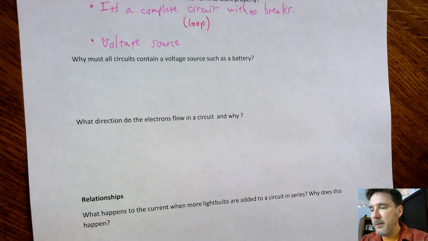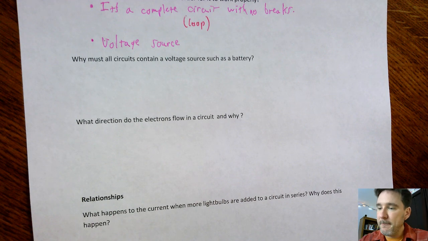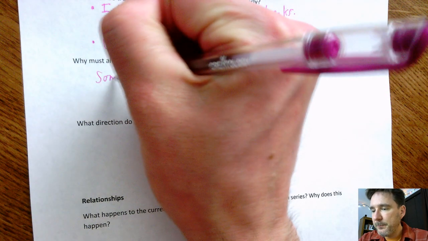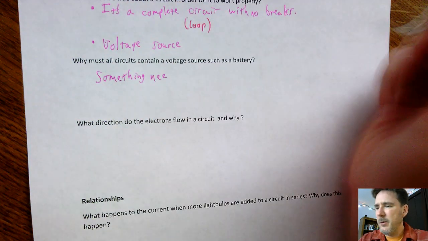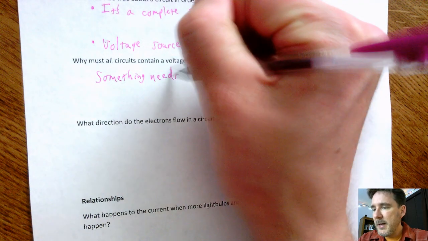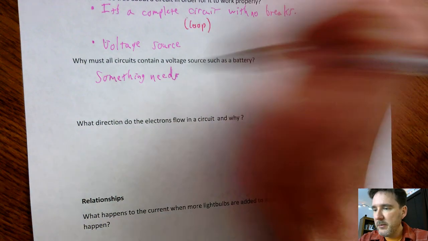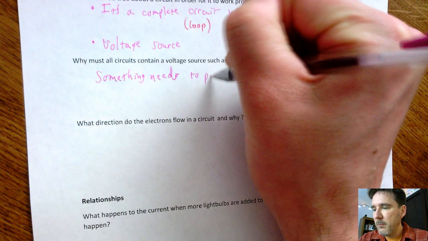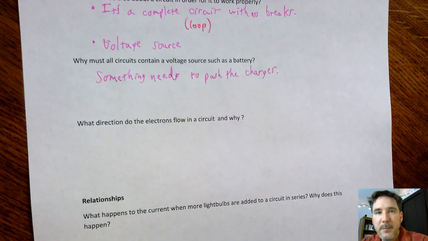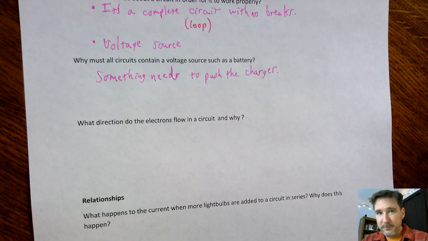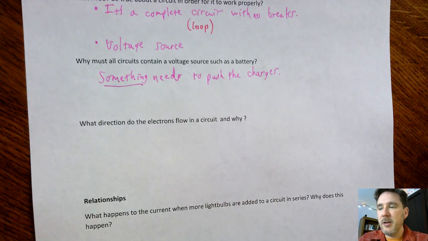Why must all circuits contain a voltage source such as a battery? Well, I kind of just mentioned that. I'm summarizing, but use your own words here. The idea is that something needs to push the charges or electrons. Without the battery or any kind of voltage source, the electrons are just going to sit there. So something needs to push the electrons, and that's what the battery does.